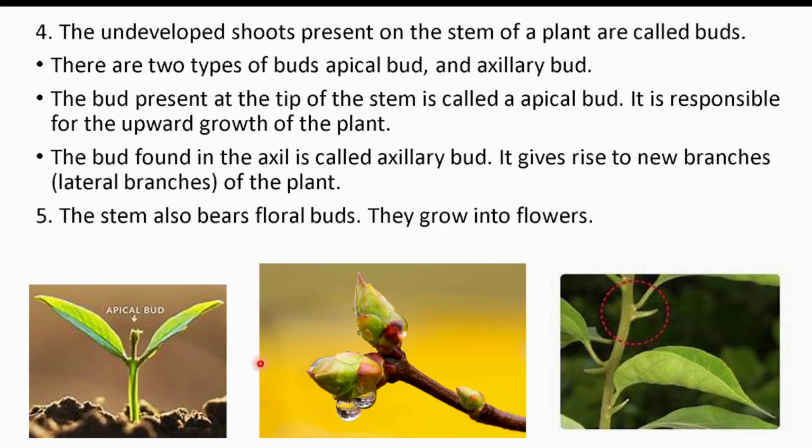The bud which is present on the tip of the stem is called apical bud. Okay, apical bud जो है वो plant के upward growth के लिए responsible होता है. Second one is axillary bud. Axillary bud is nothing but the bud formed or taken place between the leaf and stem. That is known as an axillary bud. Okay, axillary bud plant में नए branches लाने में मदद करता है.